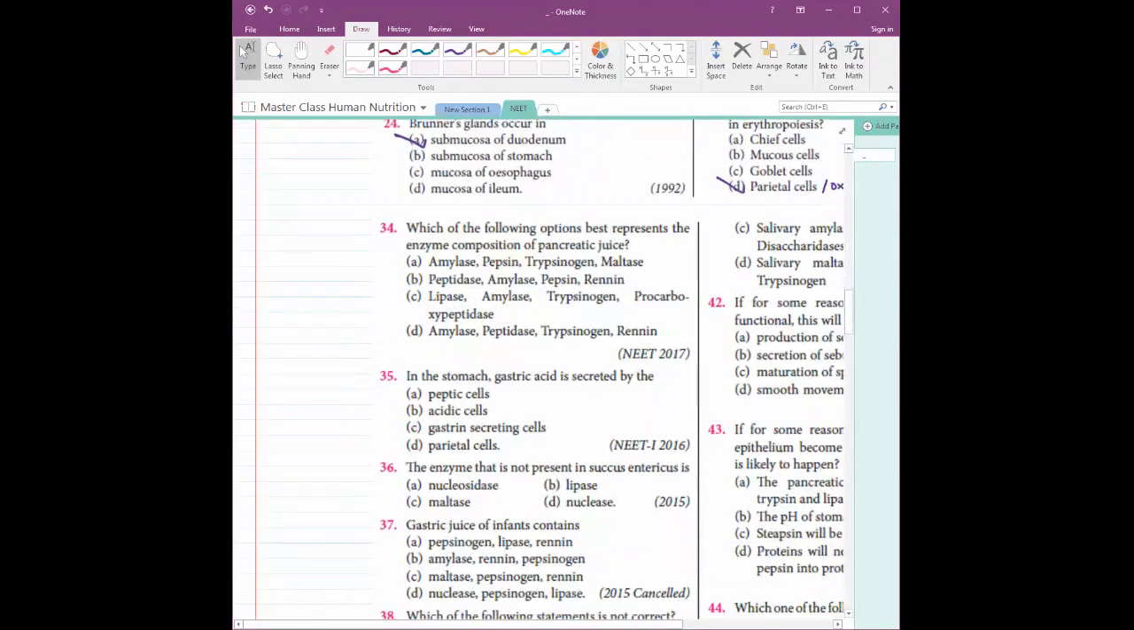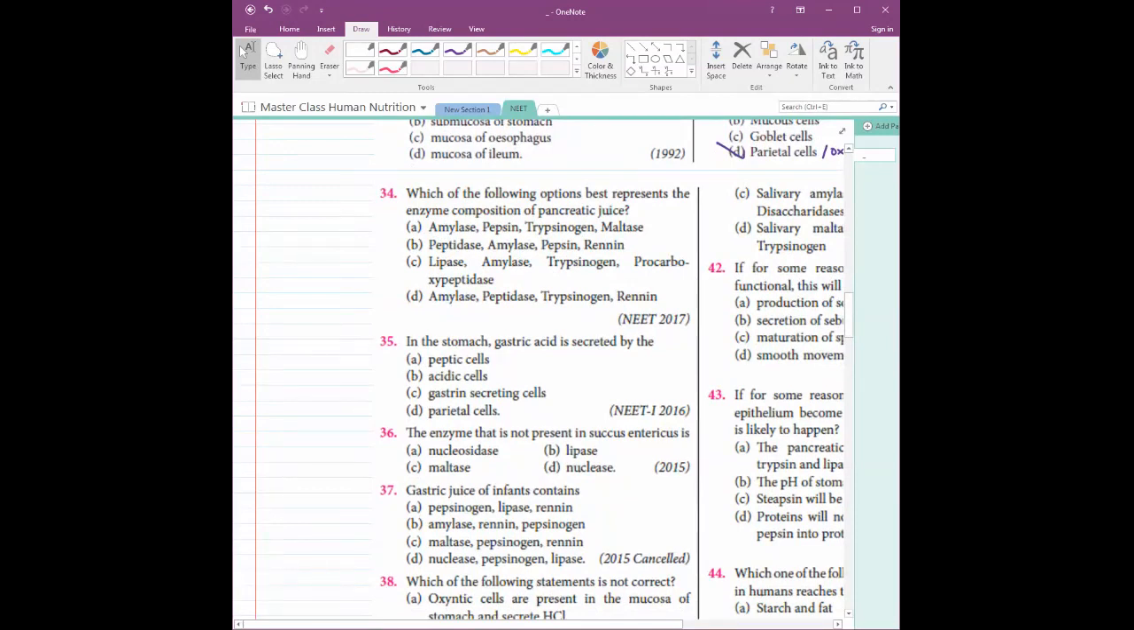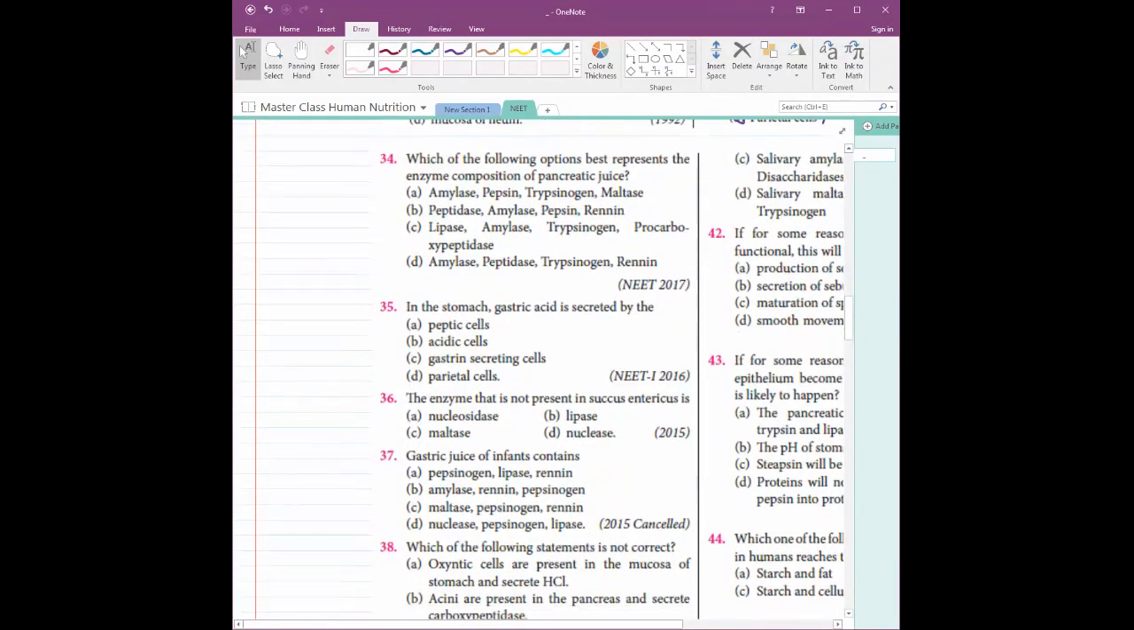Okay, Swaru, which of the following options best represents the enzyme composition of pancreatic juice? So guys, you will have to read this thing. Take your time. I will just give you one hint. Pancreatic juice, guys, how did we remember this thing? We had remembered this as ants. And remember there are other names for this thing, so you need to just check this.